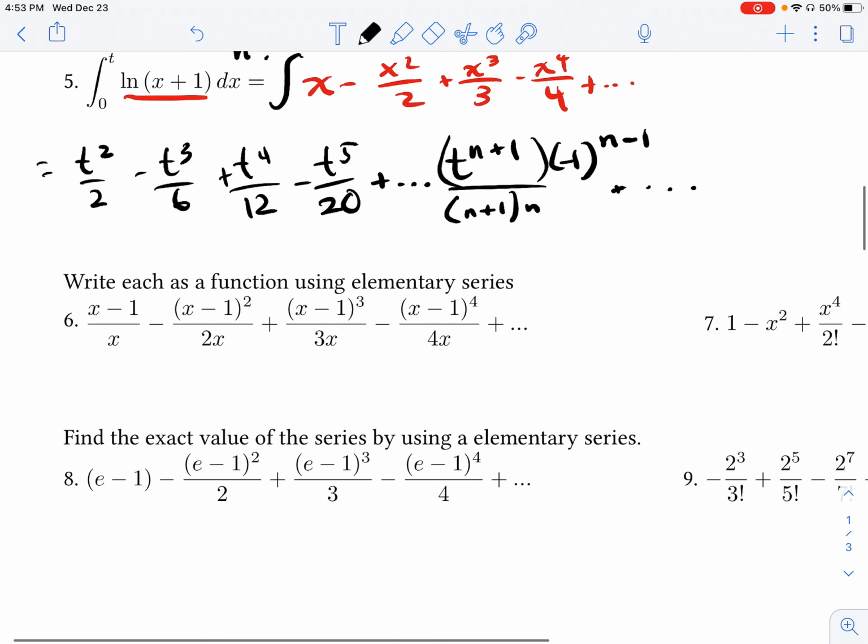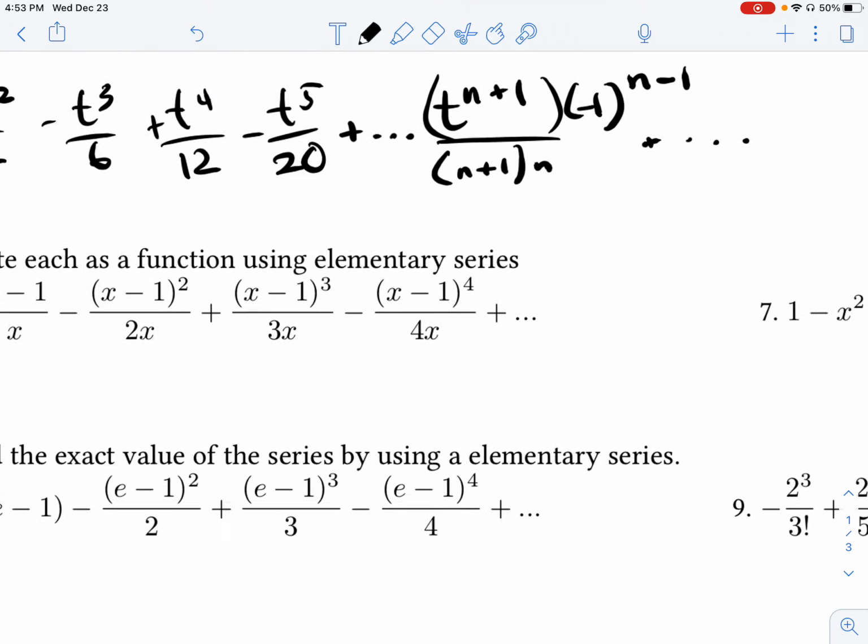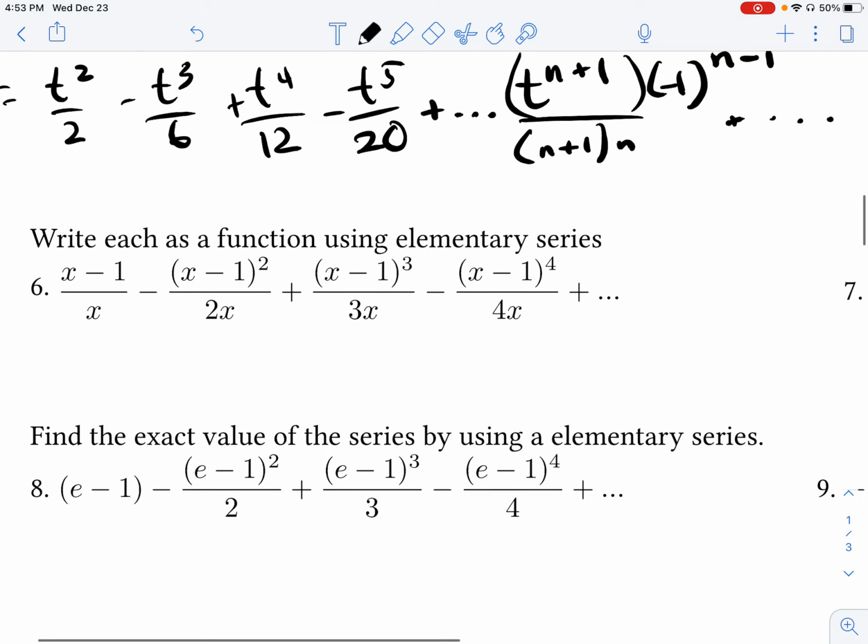All right, the next couple here, I will do numbers 6 and 8 and give you a chance to try the other ones on your own. So now let's do the reverse process. Let's take a look at this series that we're given here, and let's see if we can come up with a function that represents it.